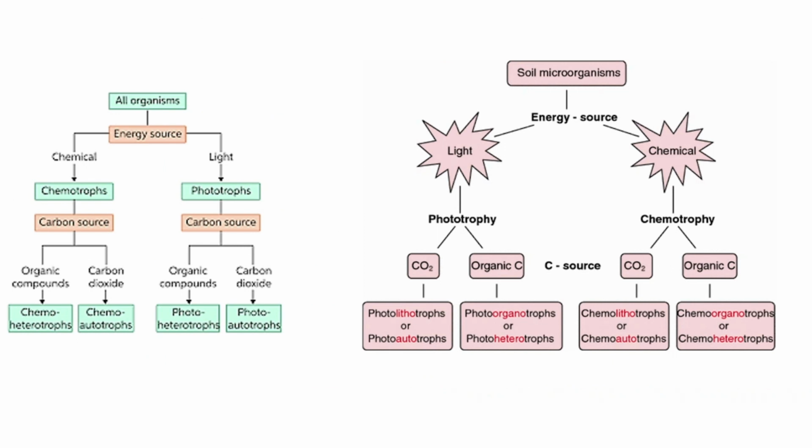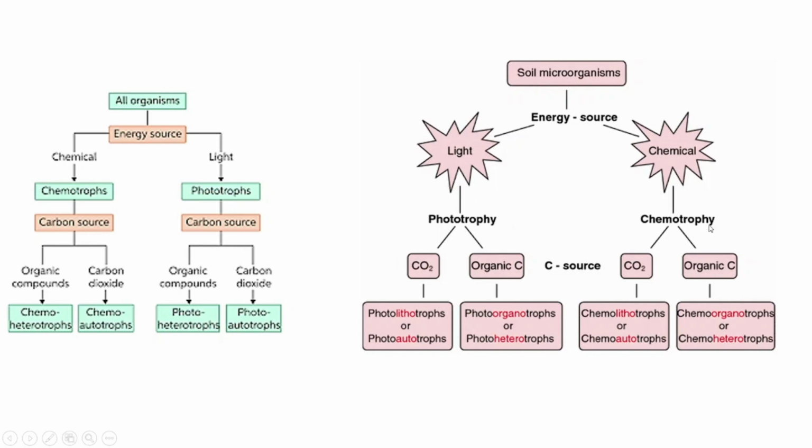The next question. This is another schematic that I showed here to show how the differentiation is done. So for soil microorganisms, there is an energy source. If the energy source is light, those are called phototrophs. If the energy source is chemical, that's called chemotrophs.